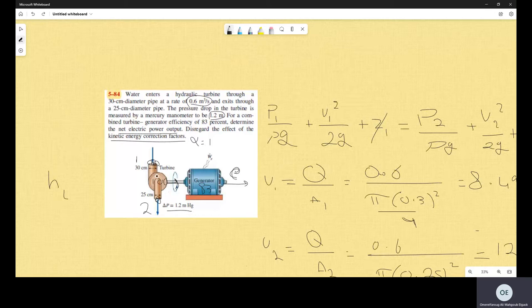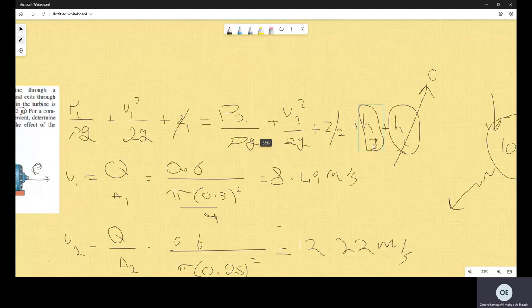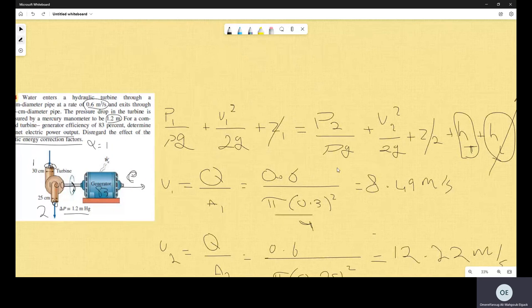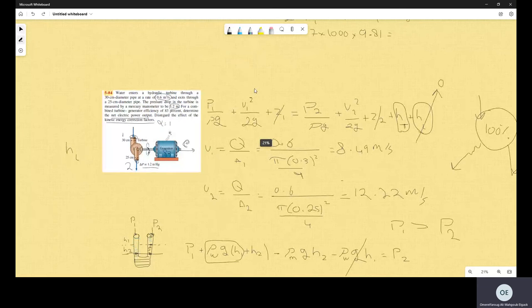At the end, it is multiplied by 38% total. But here I use this way because I need to solve for the head of the turbine and then insert it at the generator and multiply it by 38%. So this is the only way to solve the question. Okay, so, proceeding.